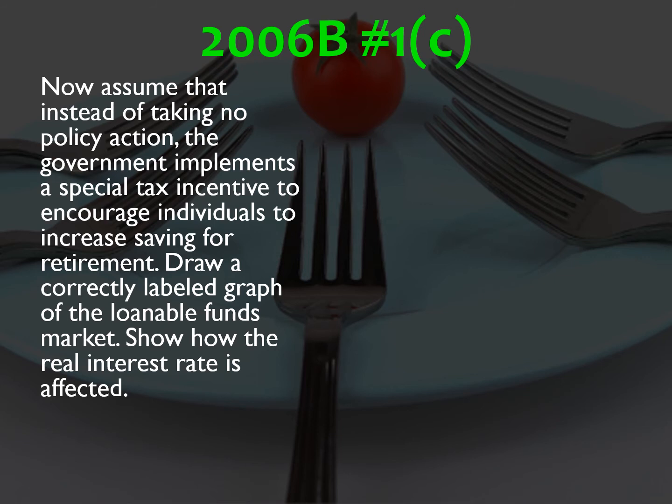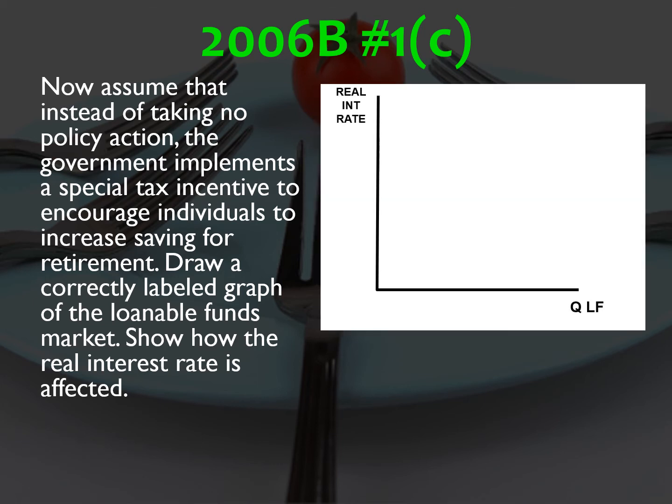C, now assume that instead of taking no policy action, the government implements a special tax incentive to encourage individuals to increase saving for retirement. Draw a correctly labeled graph of the loanable funds market. Show how the real interest rate is affected. So they gave you the real interest rate, so that's what you're going to put on the y-axis, quantity of loanable funds on the x-axis.